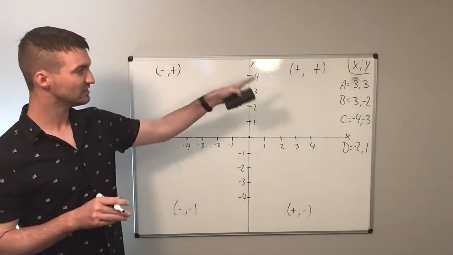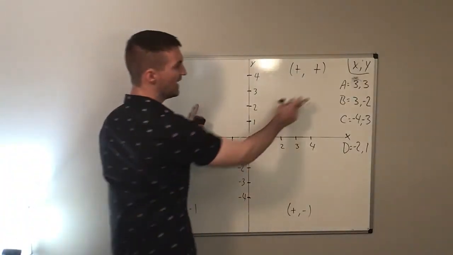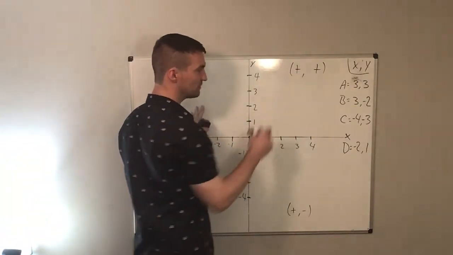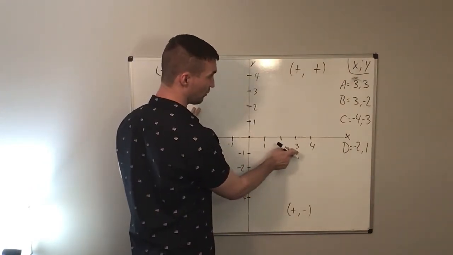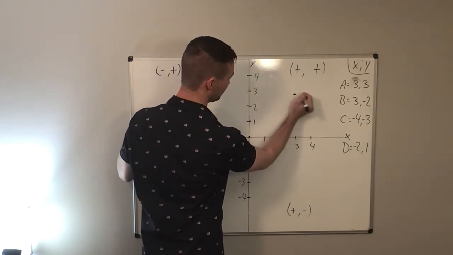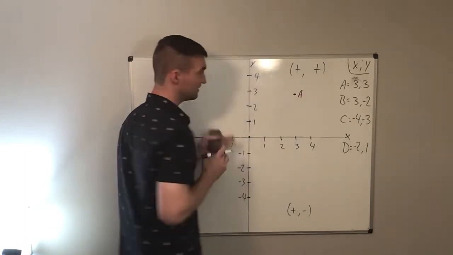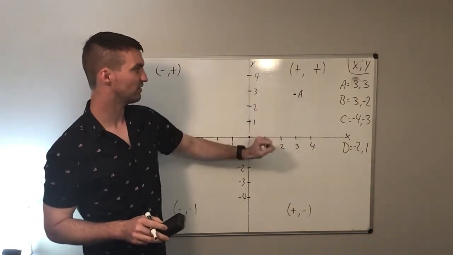So we're going to look at these 4 points right here, A, B, C, and D, and we're just going to plot them. So A is two positive numbers, so it's going to be somewhere up here. So we go over 1, 2, 3, and then for our y, up 1, 2, 3. And we'll label that one A, and it falls in this one. It's positive 3, and it's going to fall in this quadrant.